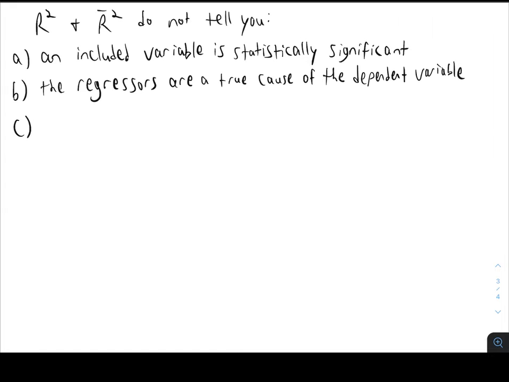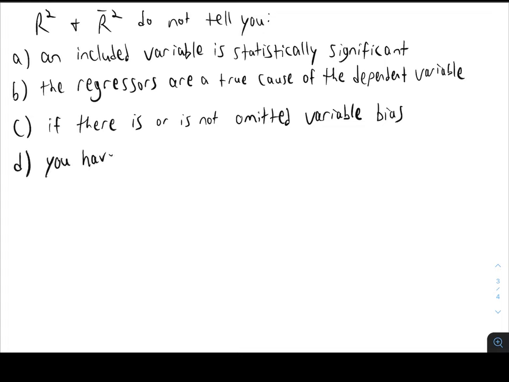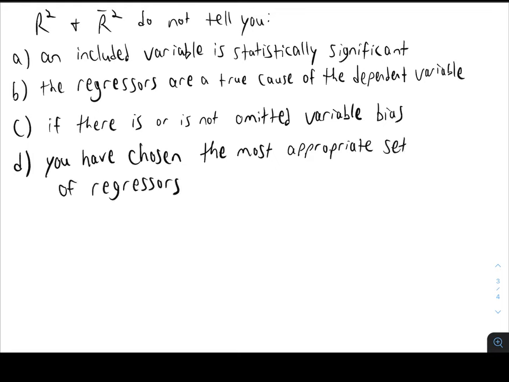The next thing that the R squared and adjusted R squared cannot tell you is if you have omitted variable bias. It turns out that omitted variable bias can occur in regressions with either a really high or a really low R squared or adjusted R squared. So we will talk more about omitted variable bias in another lesson. And finally, R squared and adjusted R squared will not tell you if you've chosen the most appropriate set of regressors. So having a high R squared doesn't mean that you've chosen the best variables, and having a low R squared doesn't mean that you've chosen the worst variables.